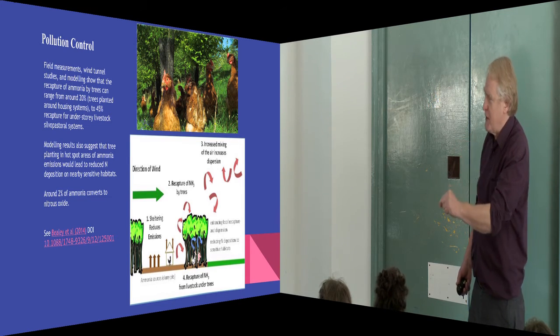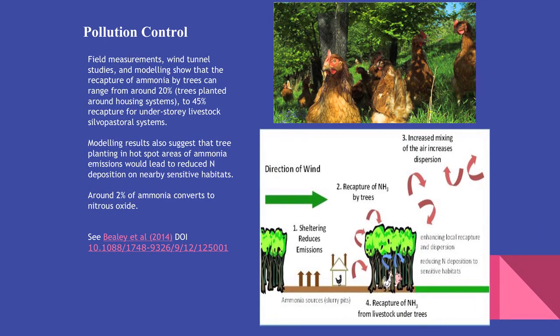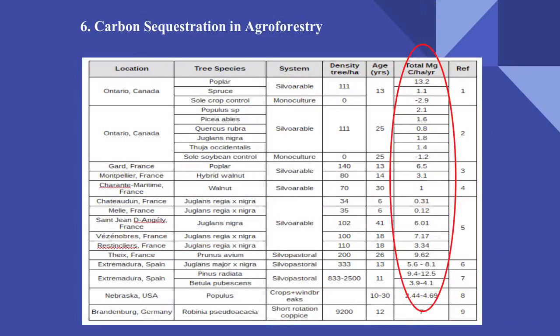Okay, so ammonia is a pollutant of watercourses, but around almost 2% of that ammonia will eventually turn itself into nitrous oxide. And nitrous oxide is a very damaging greenhouse gas, almost 300 times worse per unit weight than carbon dioxide. So any nitrous oxide you can take out of the system is an advantage. So that's that advantage.